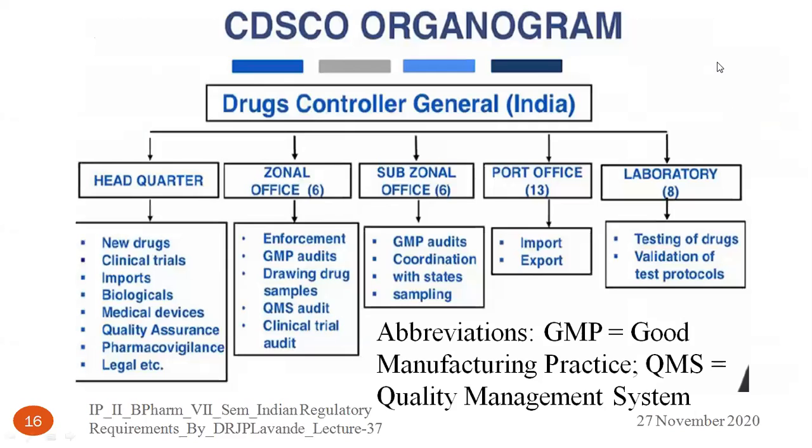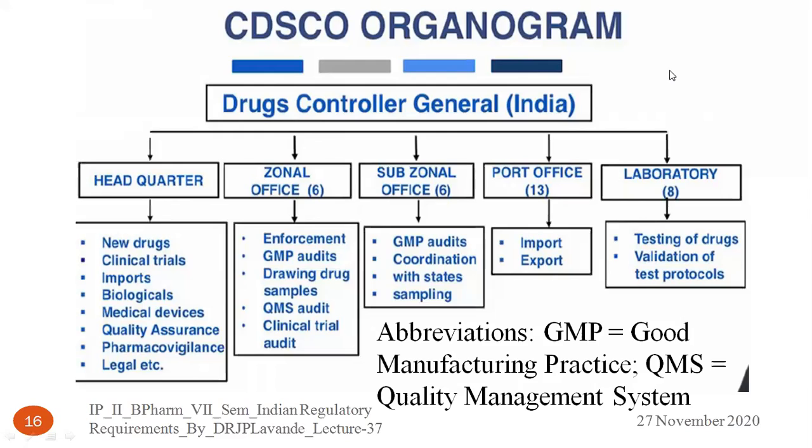Here you can see this is the particular organogram which is associated with the CDSCO. Now you can see there is a DCGI which is at the top, and this DCGI is in association with the different offices. As I said, there is a central office headquarters situated at New Delhi. There are 6 zonal offices. There are different subzonal offices. There are 13 port offices, and there are 8 different laboratories.